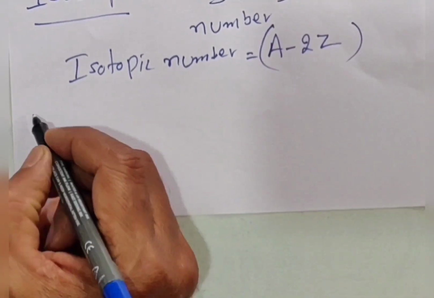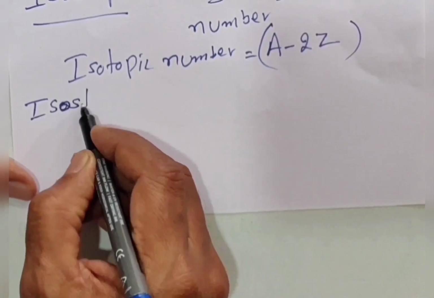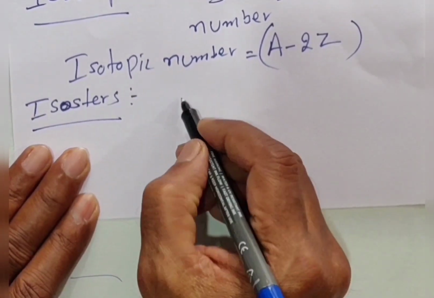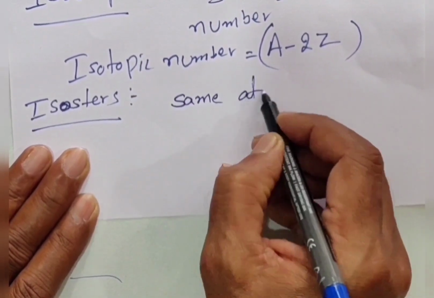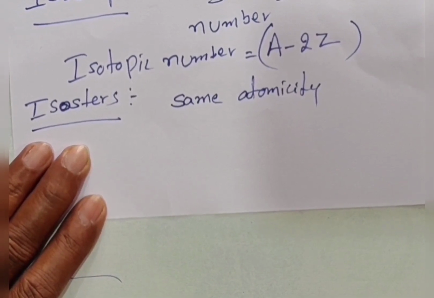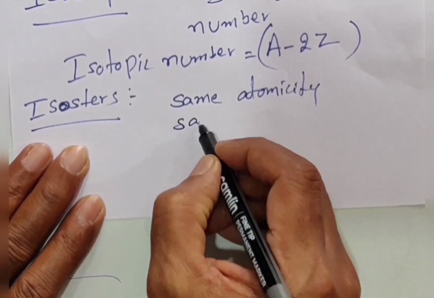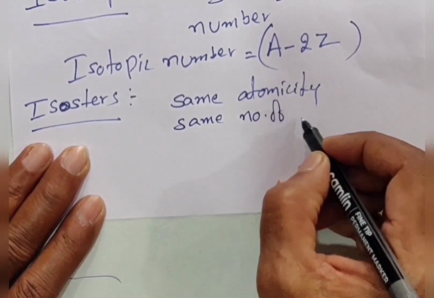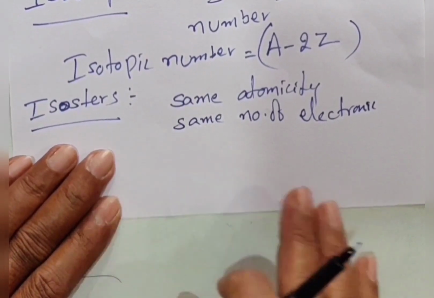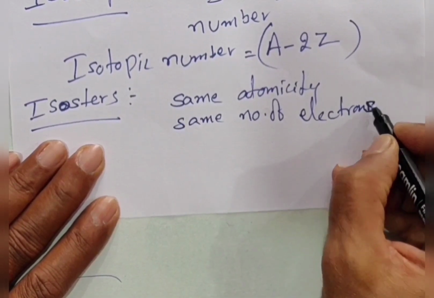Next, the last one is isosteres. These have the same atomicity. Atomicity means the number of atoms present in the molecule. That is known as atomicity. They also have the same number of electrons, meaning these are isoelectronic species, with the same number of electrons.